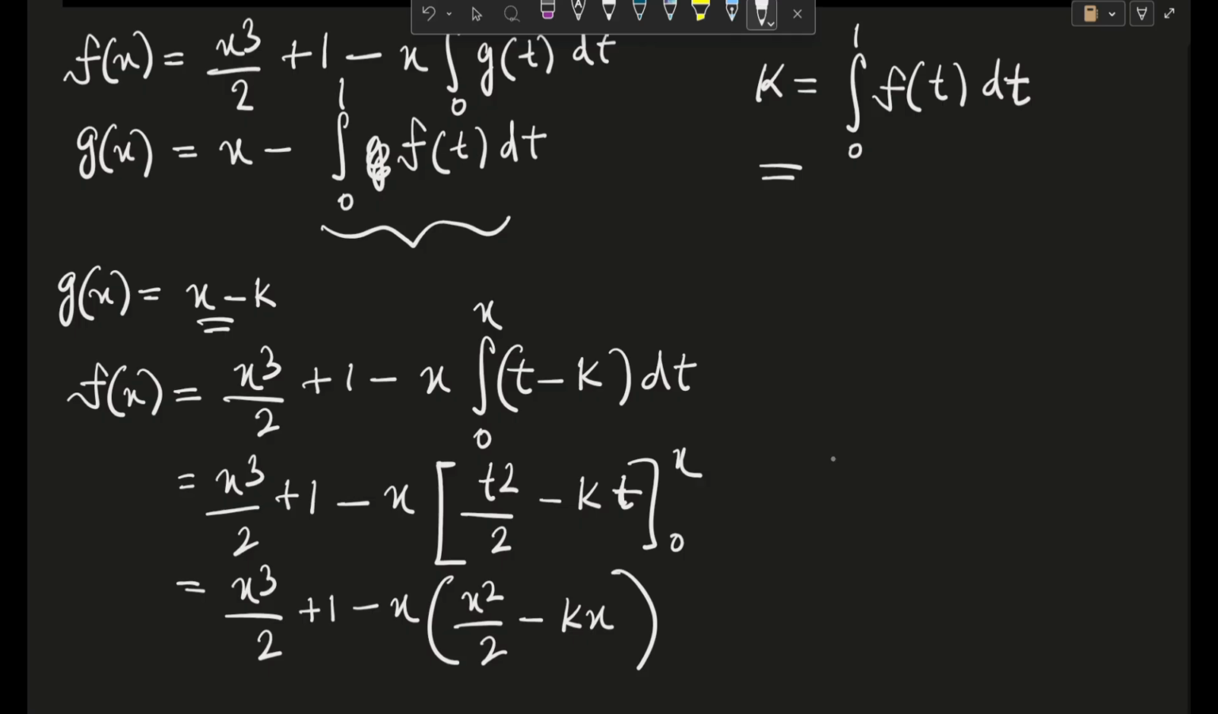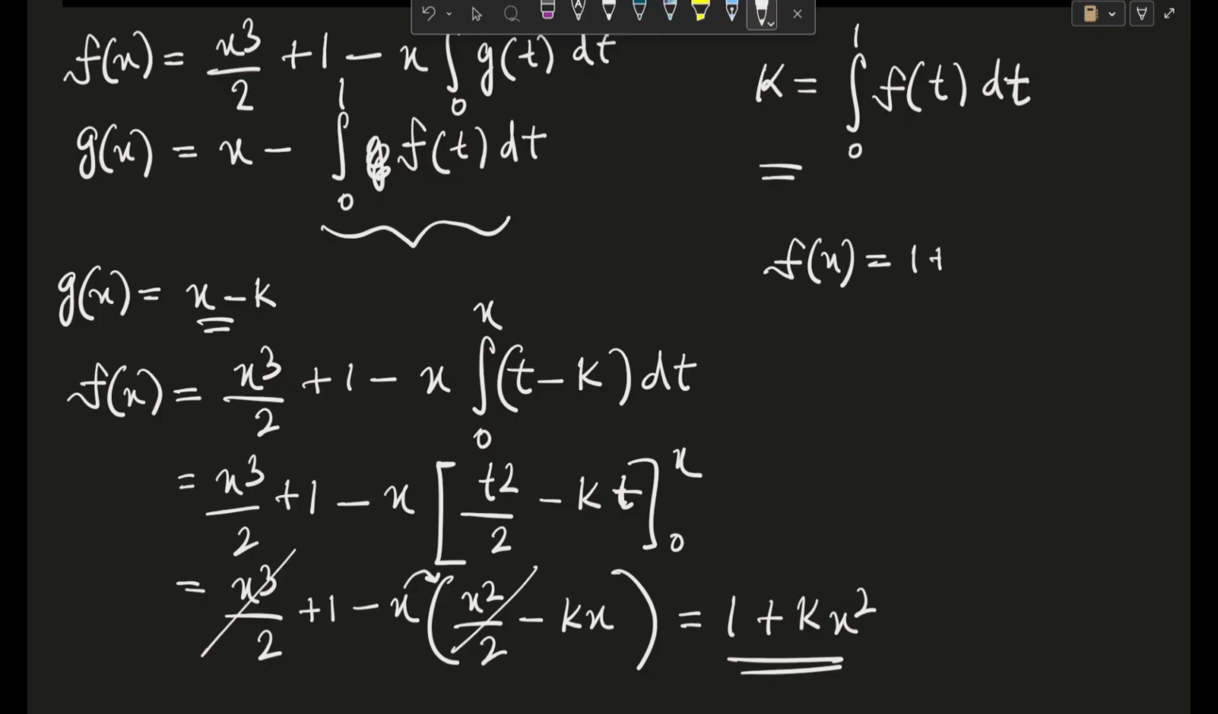So this thing is within the bracket. And now if we multiply x to this, minus x cube by 2 and plus x cube by 2, both cancel. So you will directly have 1 plus kx squared. Our f of x comes out to be 1 plus kx square.